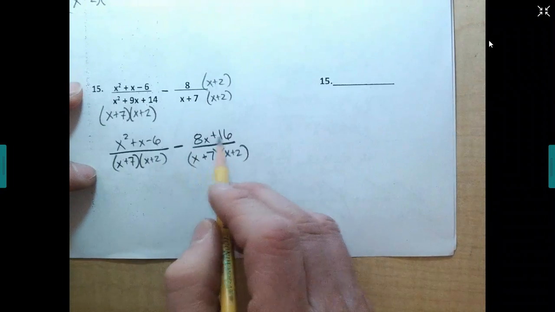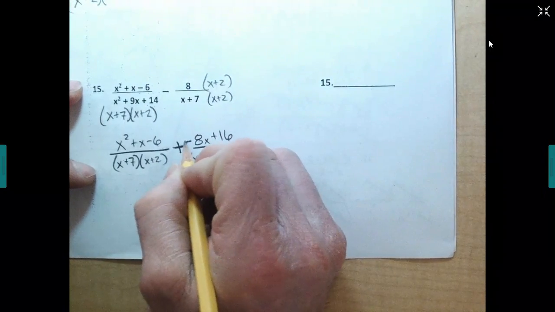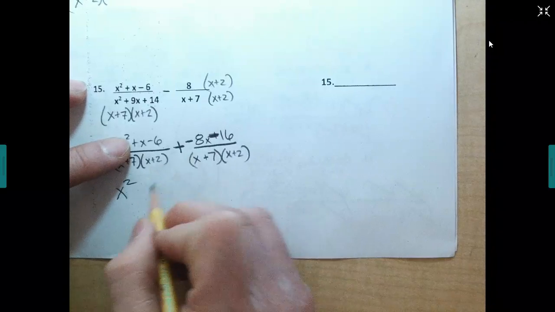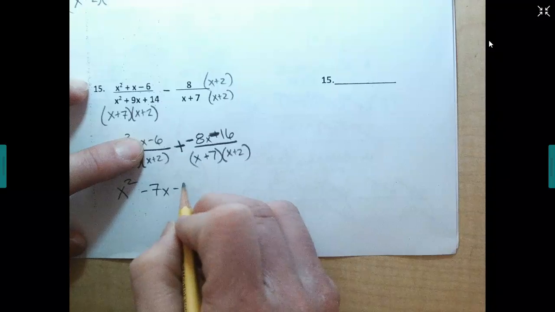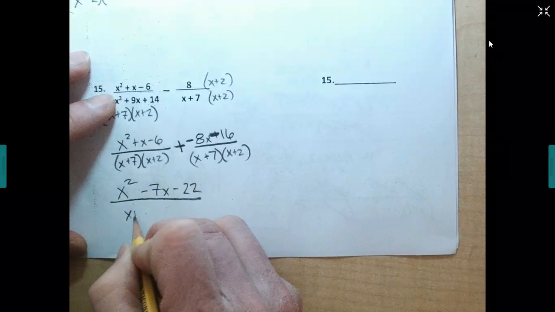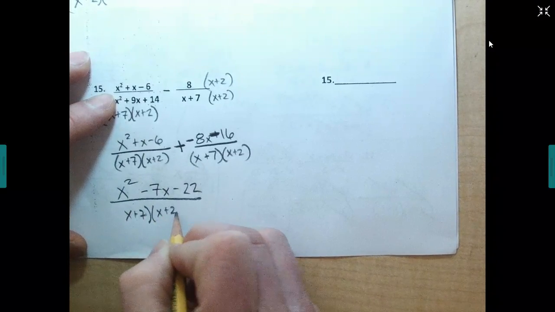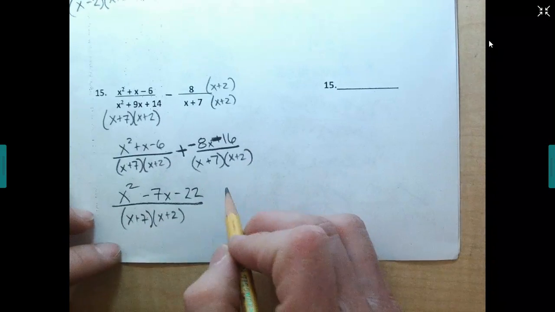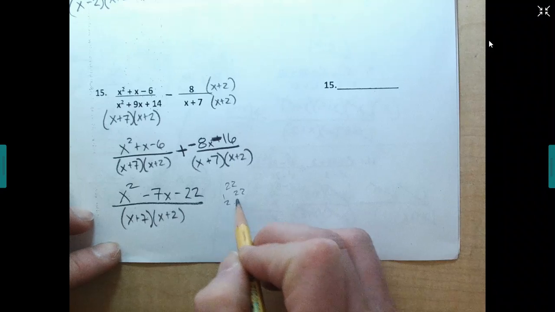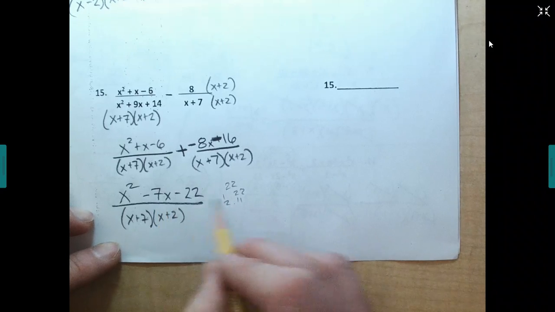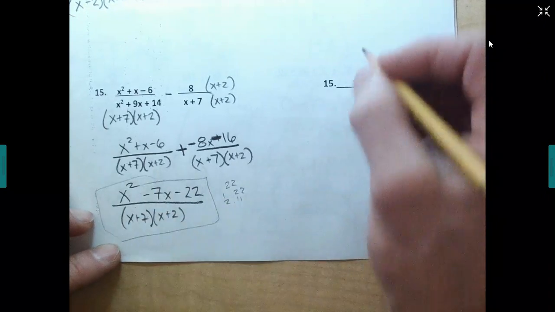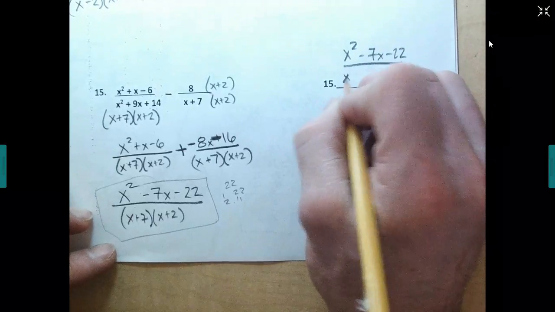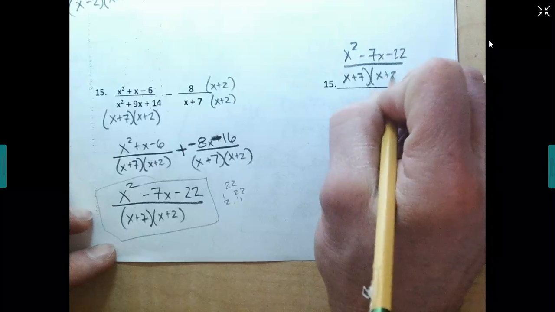I have a subtraction, so I have to add the opposite. So I'm adding a negative 8x and a negative 16. So I have x squared minus 7x minus 22 over x plus 7 times x plus 2. All right. I can't simplify this because my factors of 22, I can't get to 11, I can't get to 7. So that's my final answer. x squared minus 7x minus 22 over x plus 7 times x plus 2.